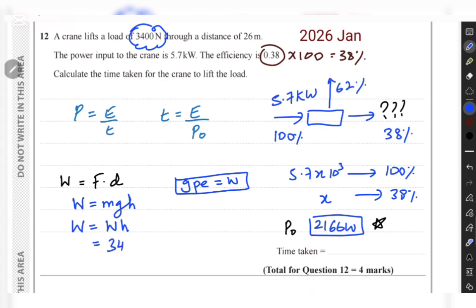And that's why we can say work done is equal to the weight times h. So then you're going to do 3,400 times 26. You're going to get 88,400 joules. You're going to divide both of them, and you're going to get the time value as 40.8 seconds.